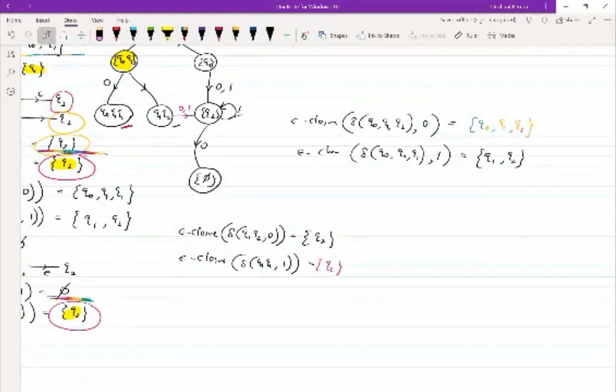This state goes to itself on 0, and it will go to this on seeing 1. We did the same example in the morning using the tables, like we discussed in the morning.